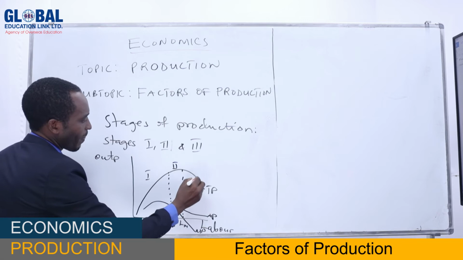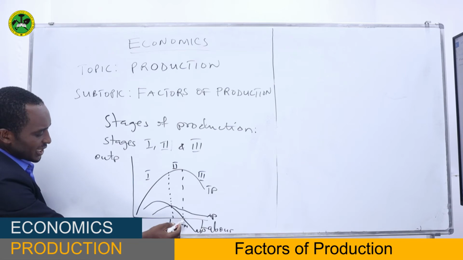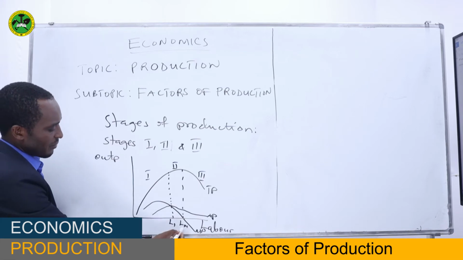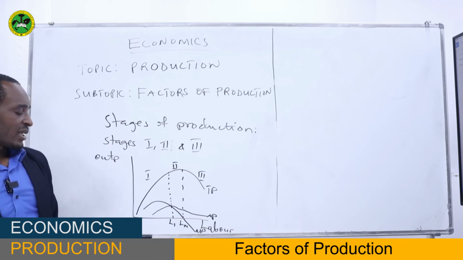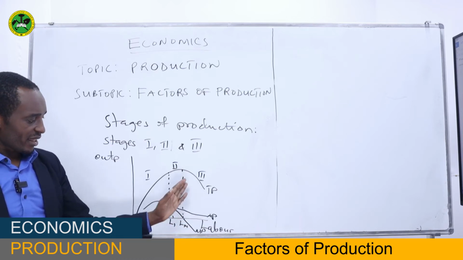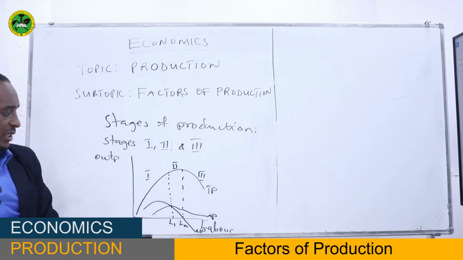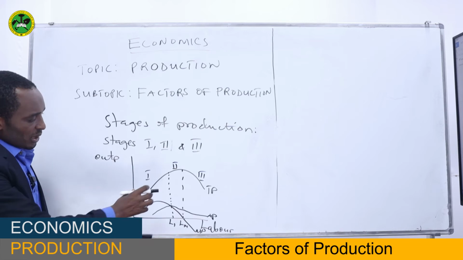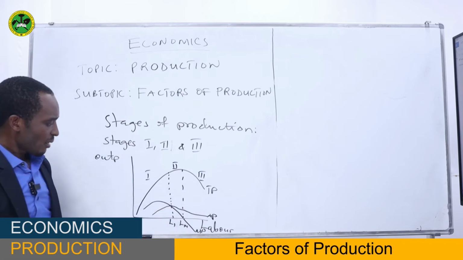And stage 3 starts when the marginal product is 0 and beyond. So after LM, the labor employed above this LM, we are employing at stage 3. So stage 3 will start at this point and beyond. If we are discussing the stages of production, you'll discuss these 3 stages: stage 1, stage 2, and stage 3.